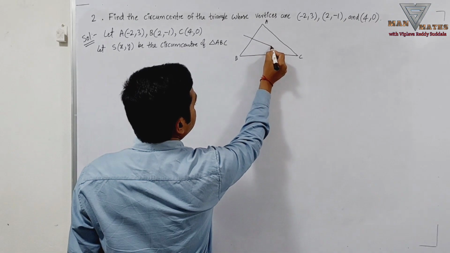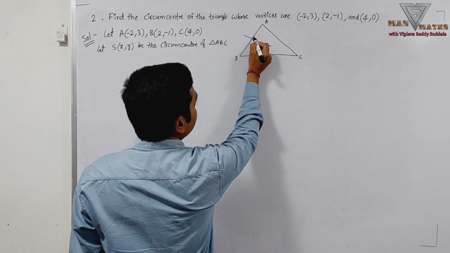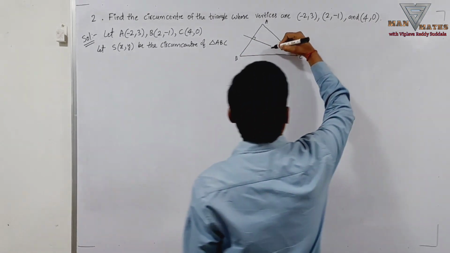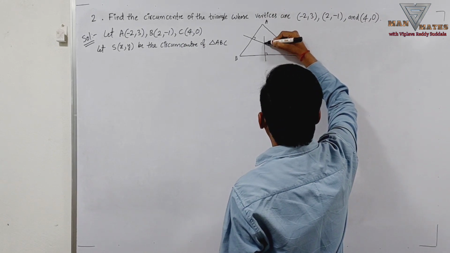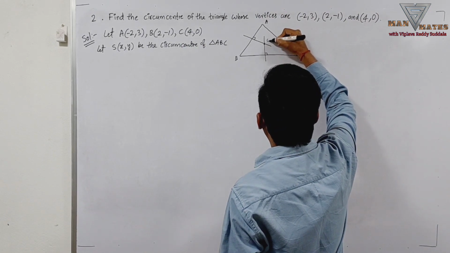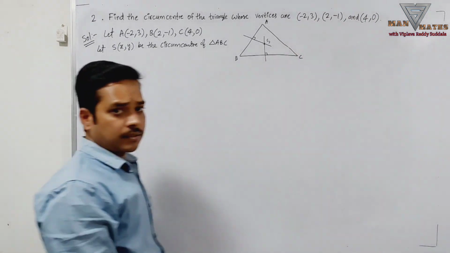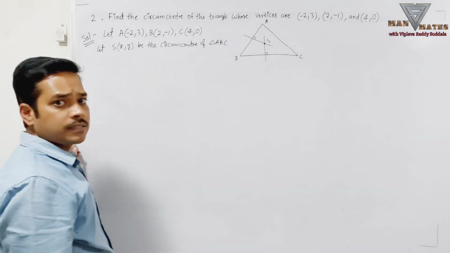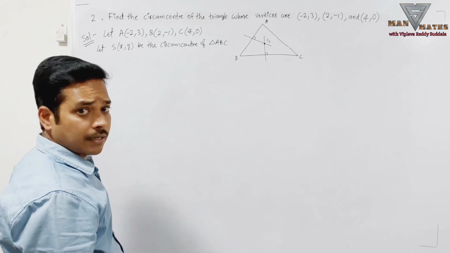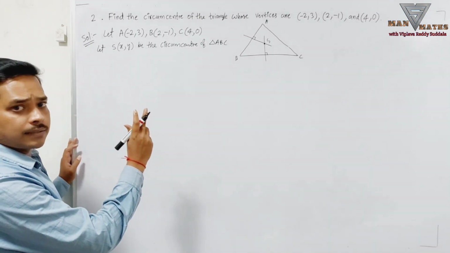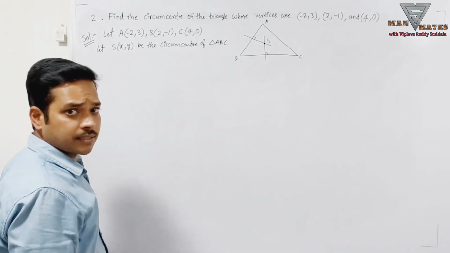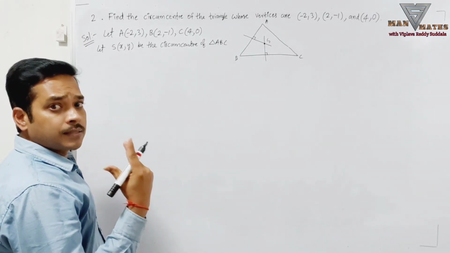This line is the perpendicular bisector of side AB, and this line is the perpendicular bisector of side BC. The point of intersection of any two perpendicular bisectors of sides is nothing but the circumcenter. Now, first of all, find the first perpendicular bisector and the second perpendicular bisector by using the second method.